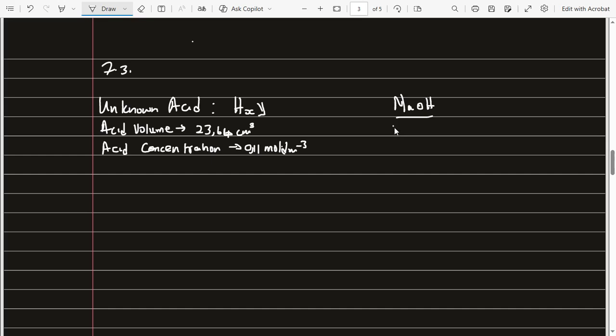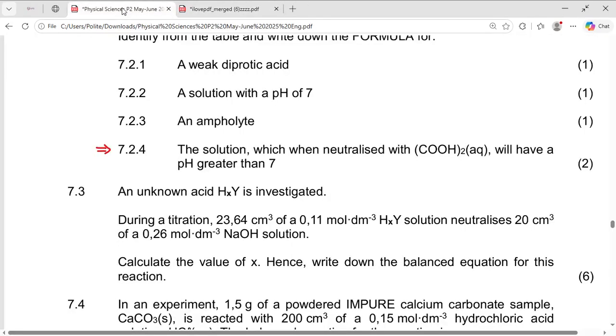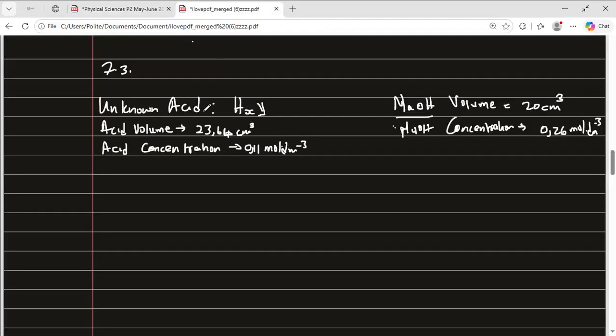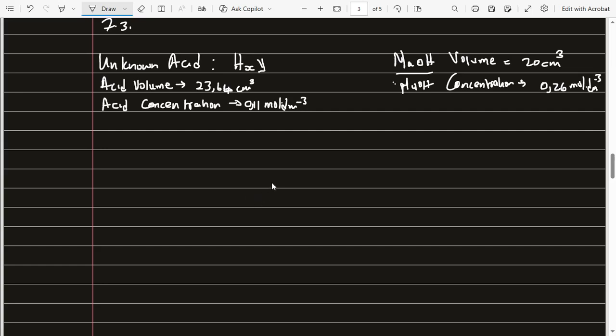For this one, we have the NaOH volume, given as 20 centimeter cube. And then what else do we have? The NaOH concentration, which was given as 0.26 mole per decimeter cube. I'm just going to do a quick verification and see if everything is right. Nice. Okay, so now we need to calculate the value of X.